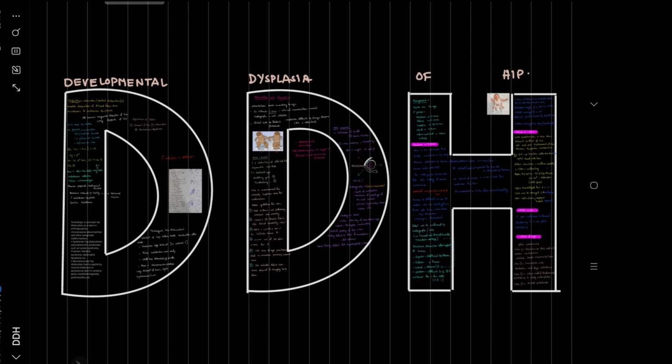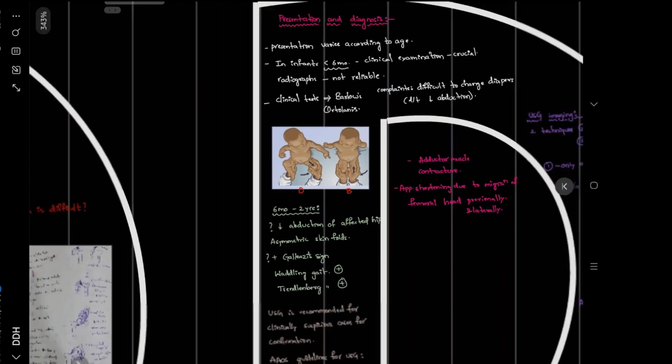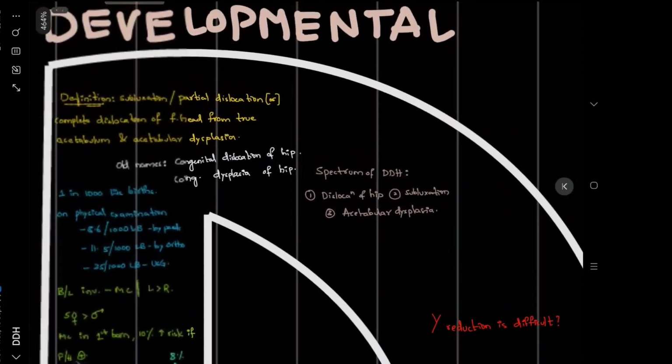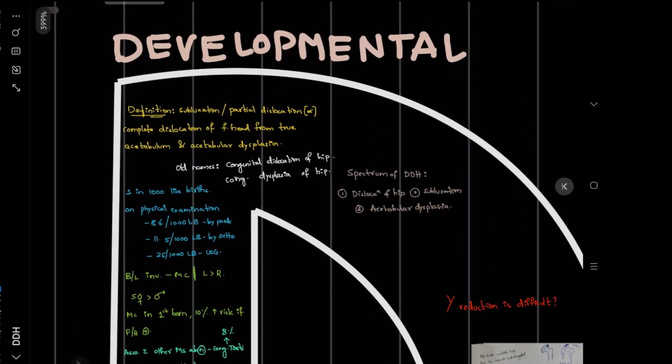So without any delay, let's just dive right into the topic. First we'll discuss the definition, incidence, associated disorders, presentation, diagnosis, and finally treatment. Coming to the definition, it is subluxation, that is partial dislocation, or complete dislocation of the femoral head from the true acetabulum, and acetabular dysplasia.